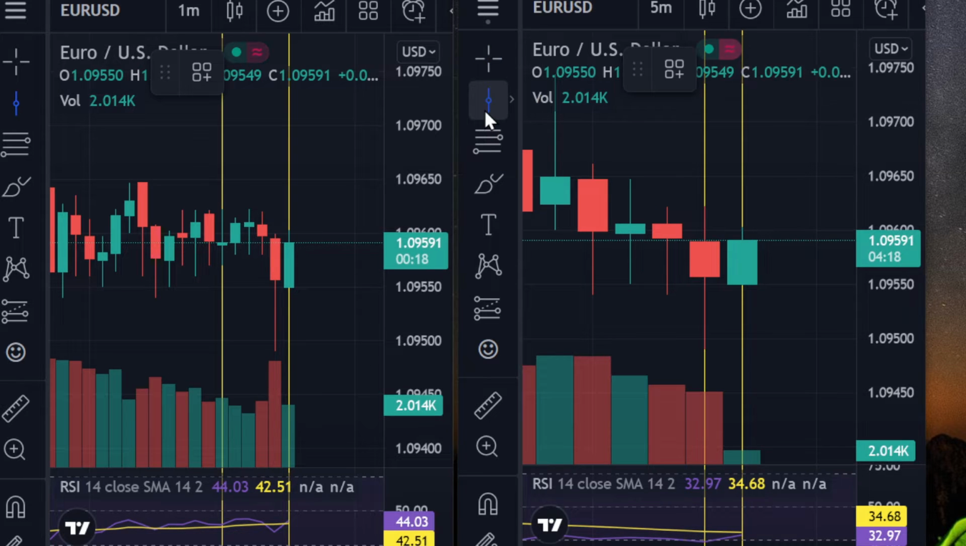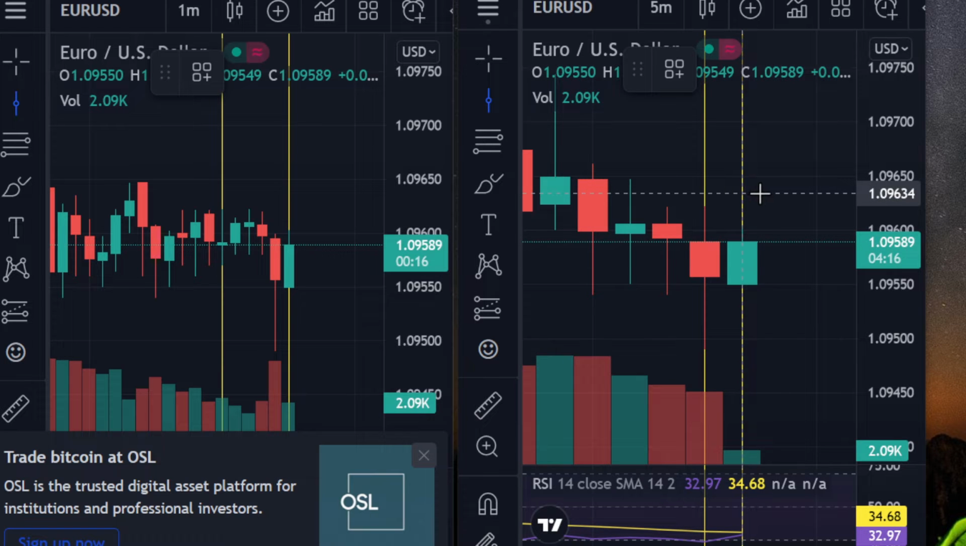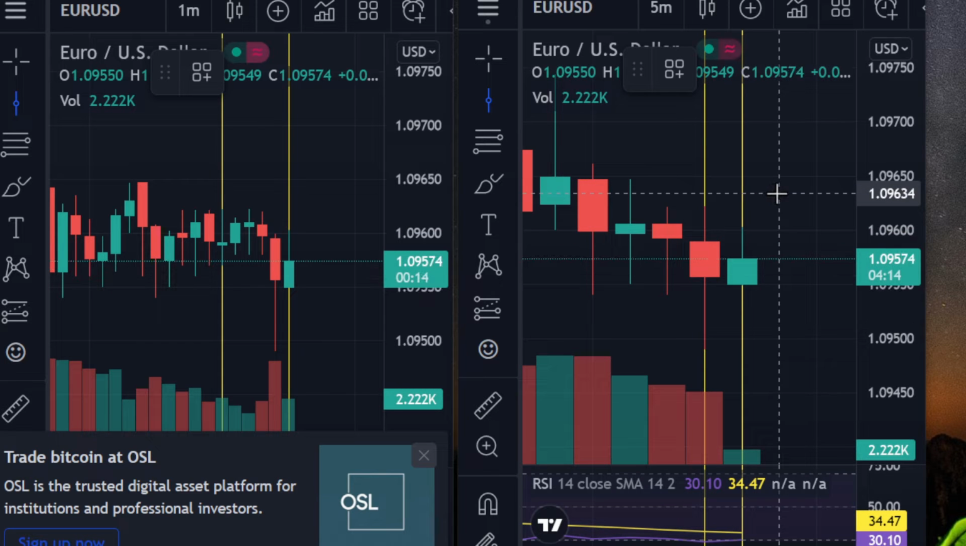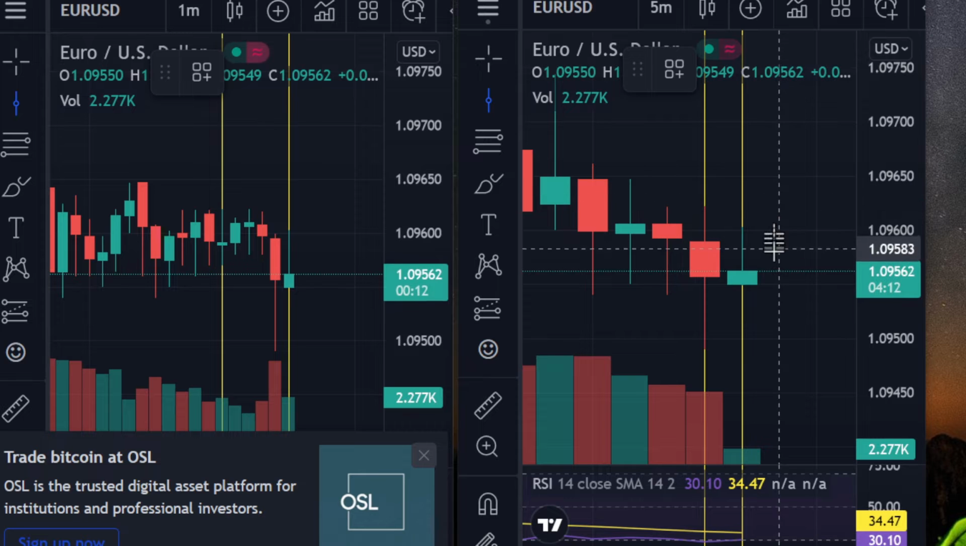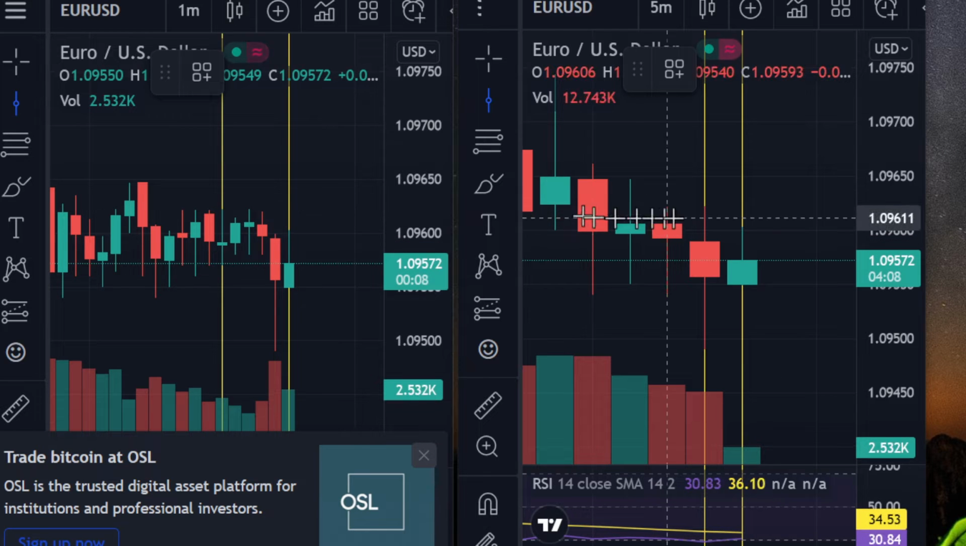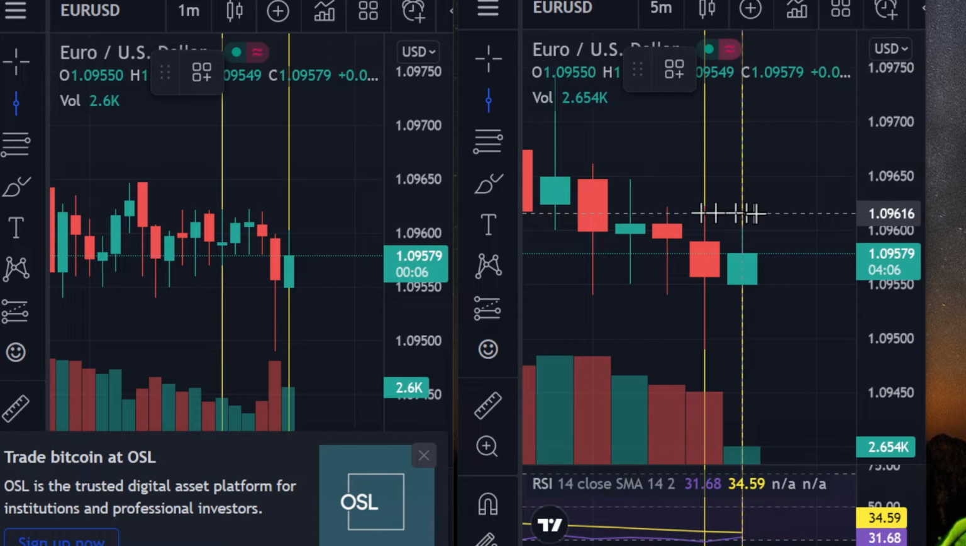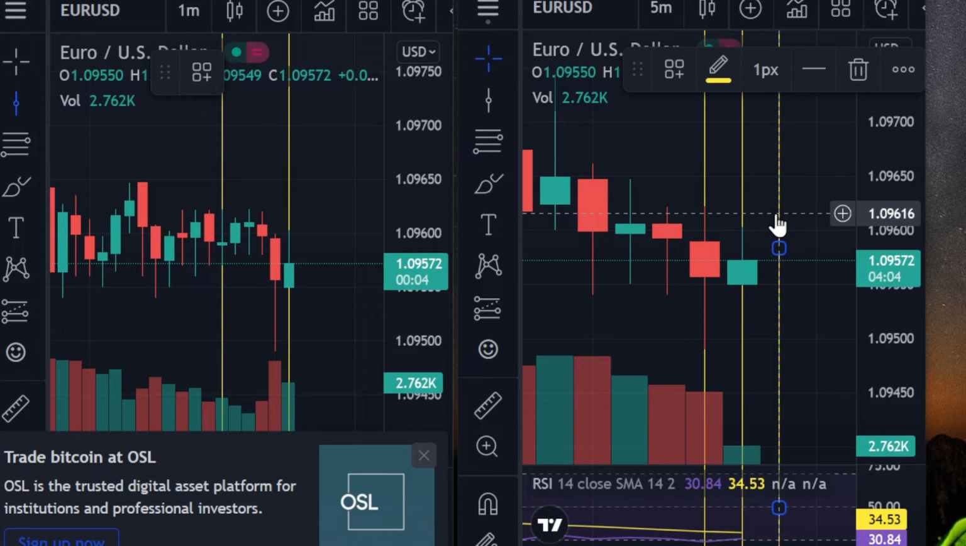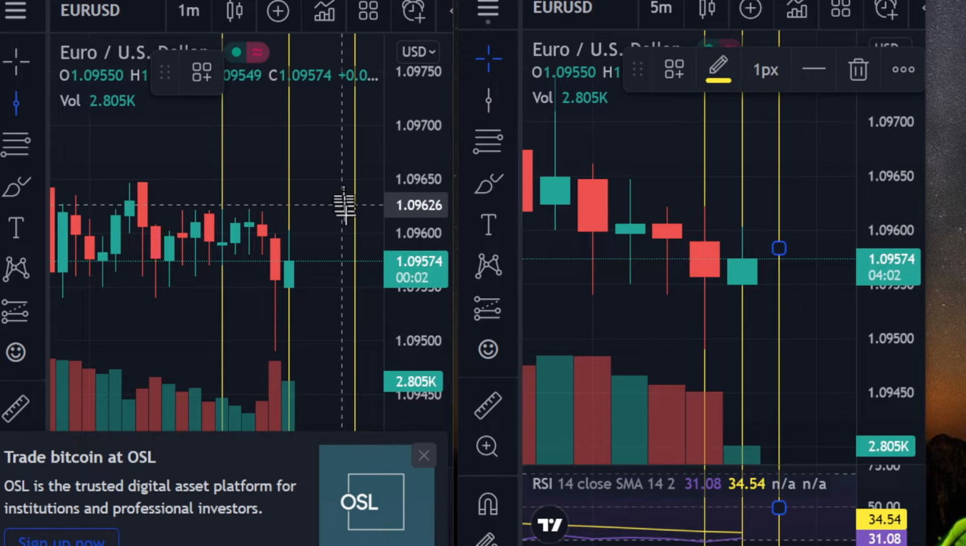I'm going to click to add a vertical line, and I'm going to add it to the future 5 minute interval. And you'll notice it show up here wherever it's supposed to show up in the 1 minute interval. Let me click here. There it is, and there it showed up.